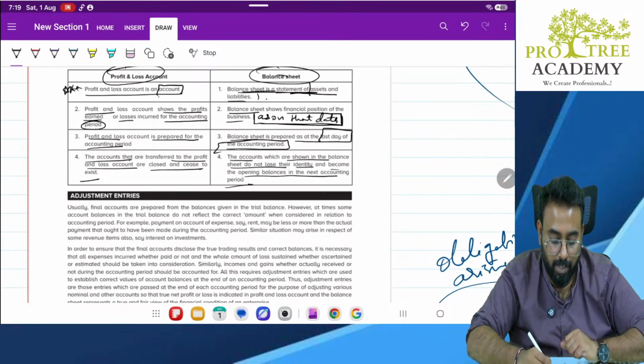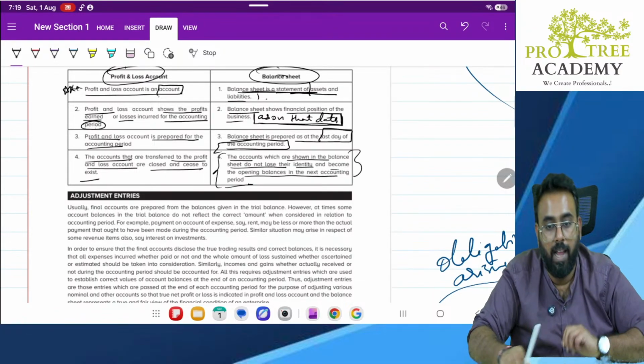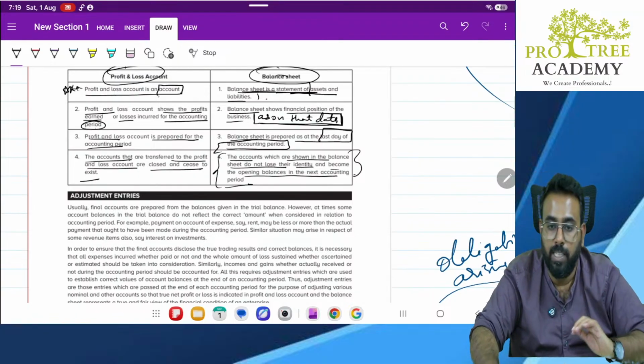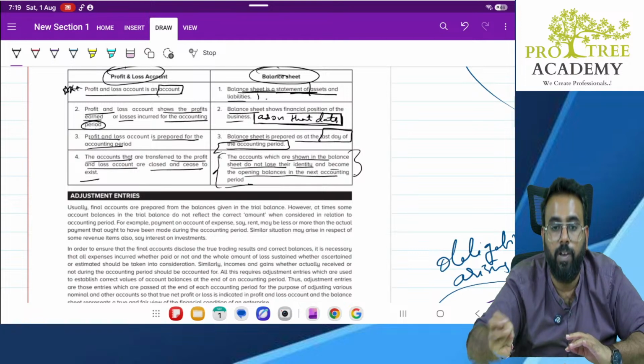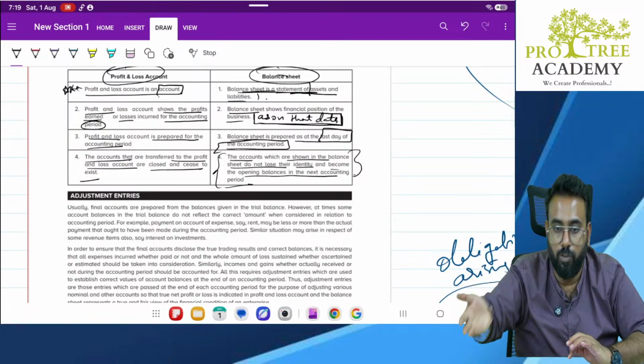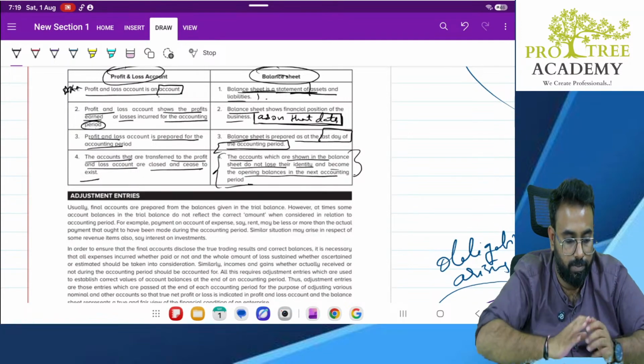the next accounting period. Is there anything new in this? I have kept on telling 100 times in so many classes. Your assets and liability accounts will never get closed. They will be carried forward. Your income and expense accounts will get closed and the amount will be transferred to your P&L account.